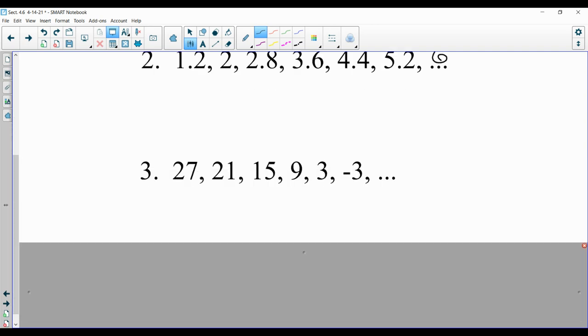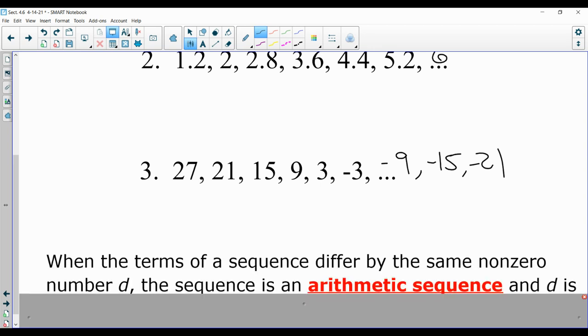27, 21, 15, 9, 3, negative 3. What's going on here, Jordan? It's going down by 6. So my next one would be what? Negative 9. I'd go negative 9, negative 15, negative 21. Very good.